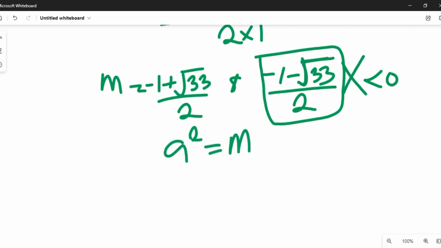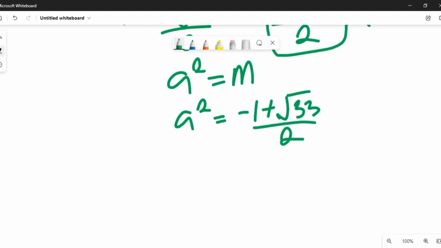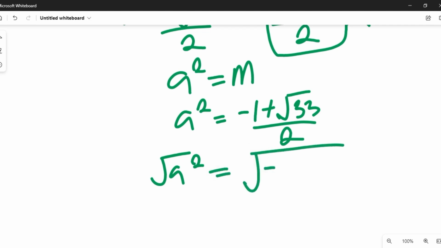Now recall that we said our a square is equal to m. So if our a square is equal to m, we'll have our a square to be equal to minus 1 plus square root of 33 divided by 2. Now we want to definitely remove this square from this side so as to have a real value for a. And to remove a square, we need to square root both sides. So we'll square root both sides to have our square removed. This will give us the square root of minus 1 plus square root of 33 all over 2.